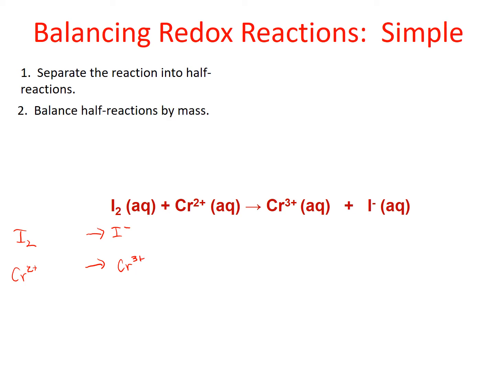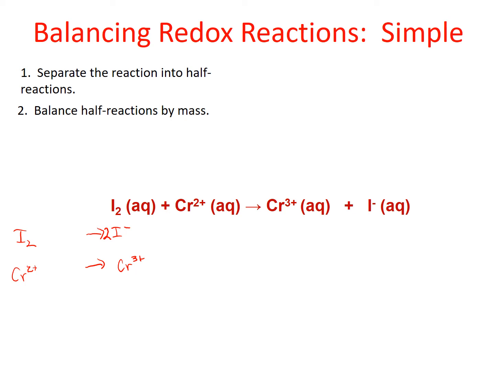Okay. Next, we're going to balance those half reactions by mass. And in this particular example, we actually do have a little bit of mass balancing to do. That first half reaction, I have 2 iodine, but only 1 iodide ion on the other side. So I need to have the same number. So we're going to do the same thing that you would do anytime you're balancing by mass. The only thing you can do is to add coefficients to the side that needs more to bring up the number of atoms. So I need 2 iodide on that side, so I'm going to add the coefficient of 2.